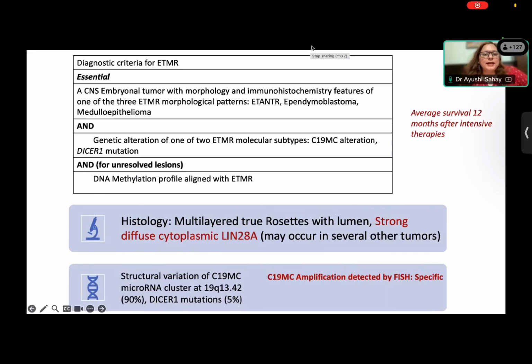Most of the time you're able to make the diagnosis with morphology and IHC only, and you have to remember these three patterns can come. Medulloepithelioma, if you know, is more of a ribbons and trabecular type of pattern, and ETANTR is the type of pattern I've shown you. Then most of the time, more than 90%, you have the C19MC alteration, but there is a smaller association of DICER mutations also, which occurs in only around 5% of cases. Only if you are not able to resolve this with the IHC and the morphology, and you still have suspicion of ETMR but are not able to confirm, then only do you need high-end molecular testing. Most of the time you'll be able to make a diagnosis with the help of morphology and IHC.